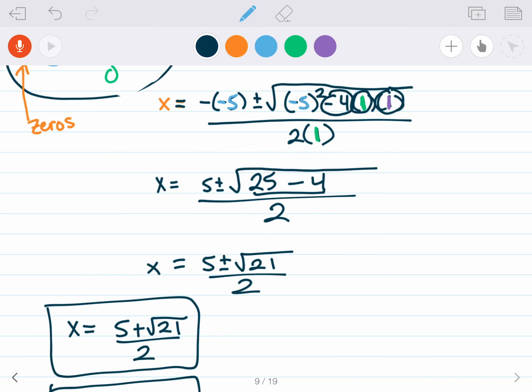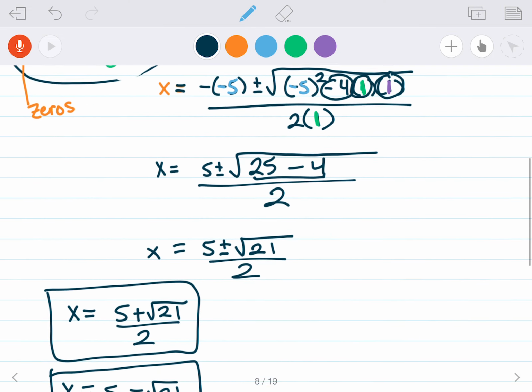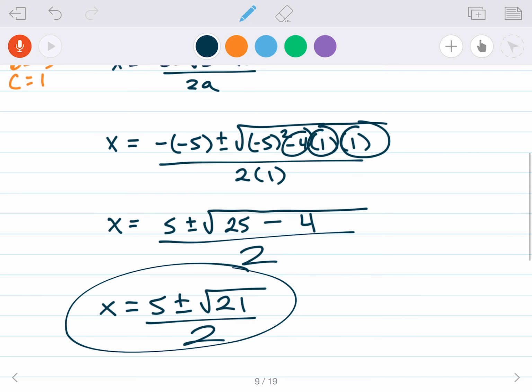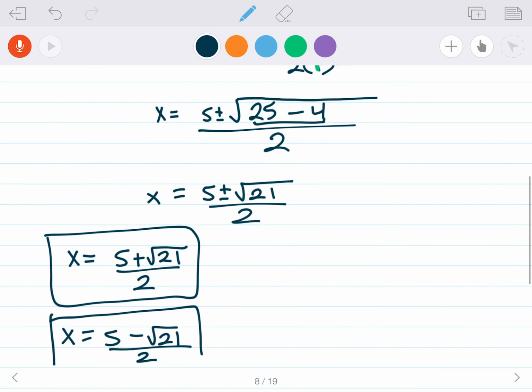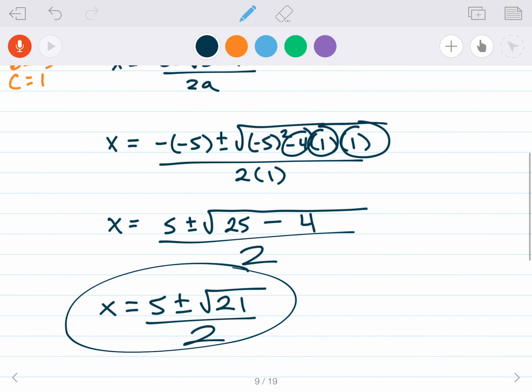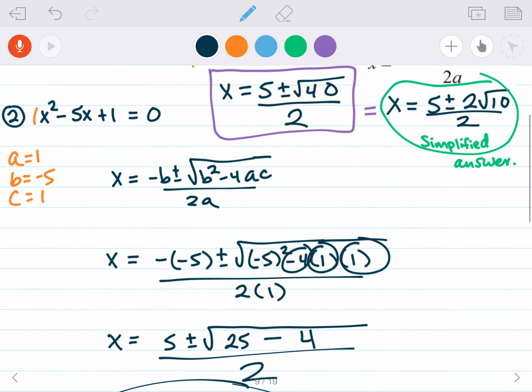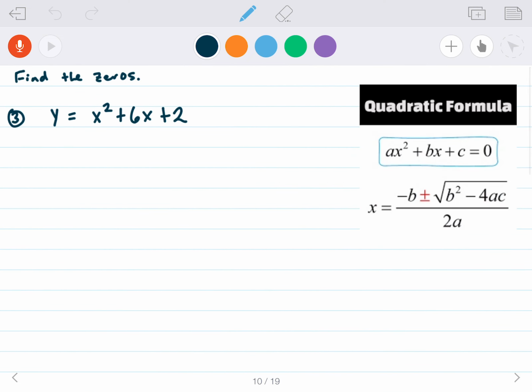So those are my two solutions. Did we already do that? 5 minus square root of 21? Yeah, we sure did. Wow. Okay, we already did that problem. Awkward. Okay, let's do this one.